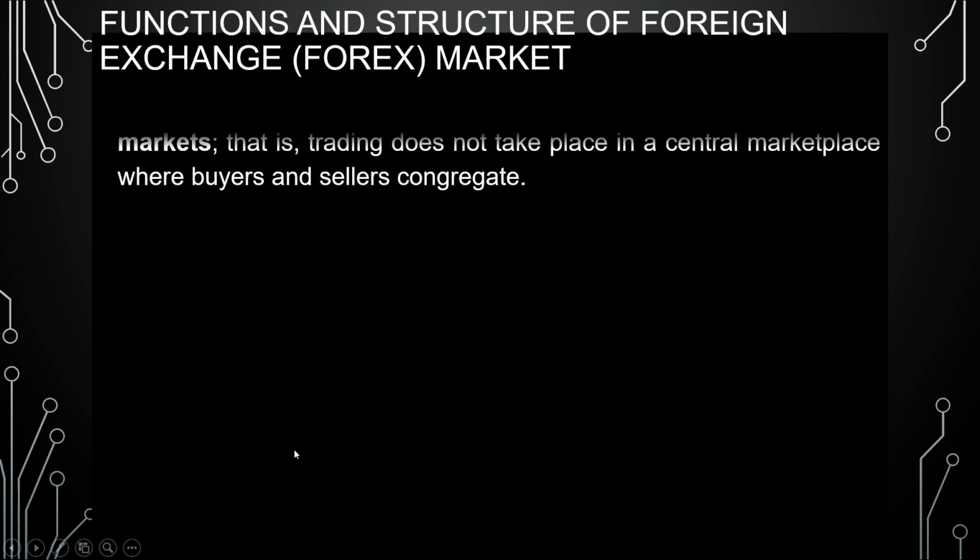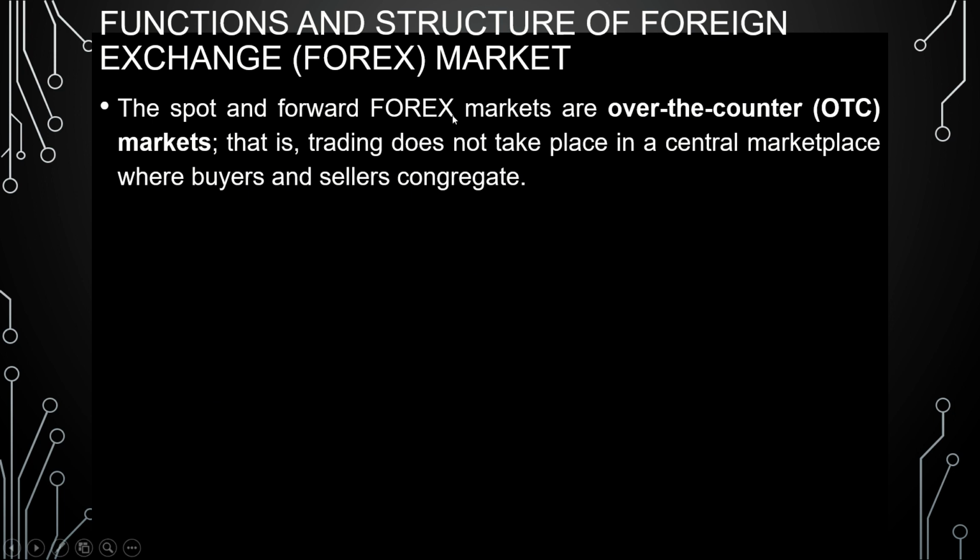Then we also have the spot and forward forex market, and these two types of market in the forex market, spot and forward, are actually over the counter, OTC, markets. What does it mean? The trading doesn't take place in a central marketplace where buyers and sellers congregate. So it's just over the counter. There is no central marketplace such as to trade stock, we have Bursa Malaysia Securities Berhad. To trade in the futures market, you will need Bursa Malaysia Derivatives Berhad. But for you to trade in currency, the forex market is simply an over the counter market.